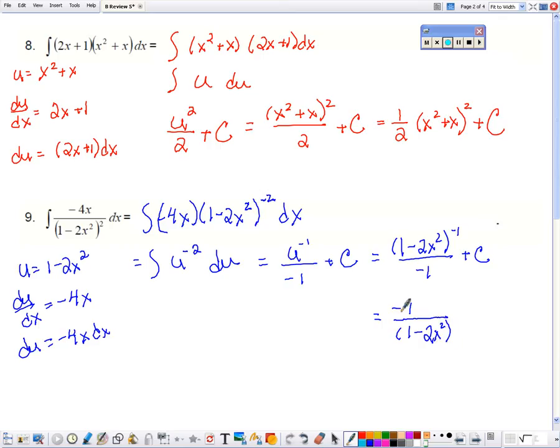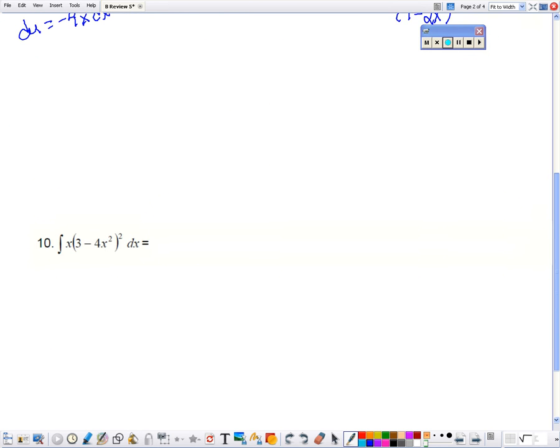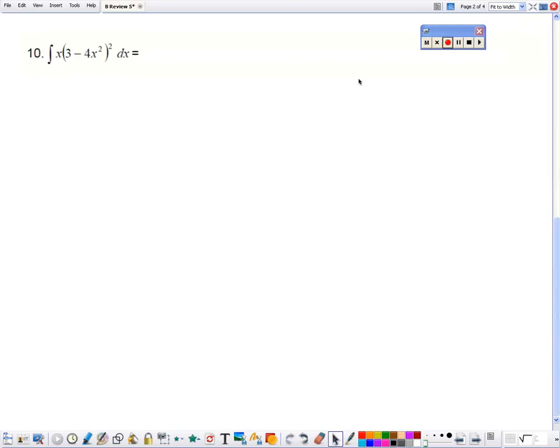The fraction's negative plus c. Okay, and last but not least, number 10.